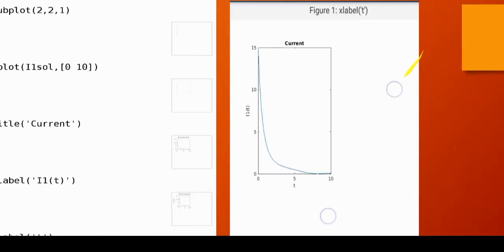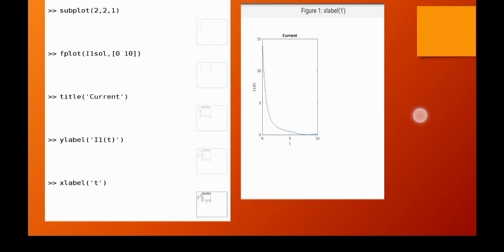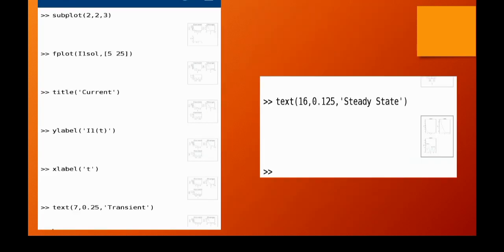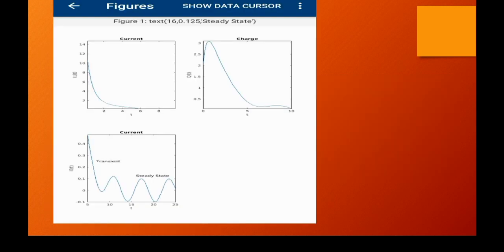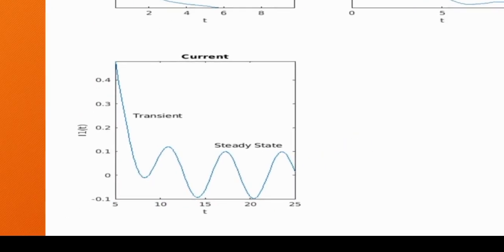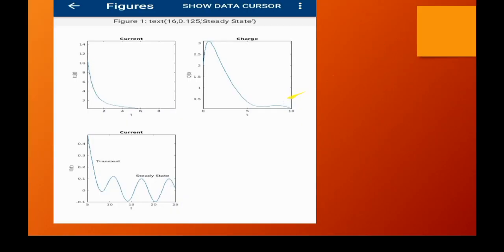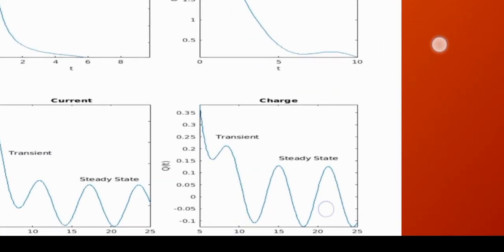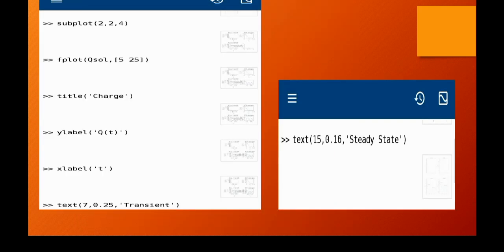You see it is the current plot. In the second plot, I have plotted the current and charge as well. We see the variation of current and charge with respect to time. The second diagram is for charge, and then we have given the transient state. For the transient state we get the following, and the steady state is the following. So in one graph we have discussed both the transient state and the steady state of current. Next is the charge, transient and steady state, and they are easily determined by plotting these values.